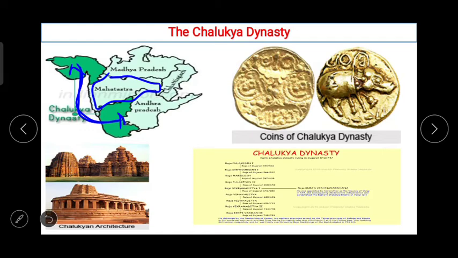The kingdom of the Kadamba Kalachuri had become powerful after the decline of the Vakatakas. We are talking about kingdoms where one keeps declining and then a new one keeps coming. Like the Mauryan Empire went, and after that we saw that the Satavahanas came, then the Satavahanas became weak so the Vakatakas came, then the Vakatakas became weak so the Chalukya dynasty. On the screen you can see the coins of the Chalukya dynasty and Chalukyan architecture.